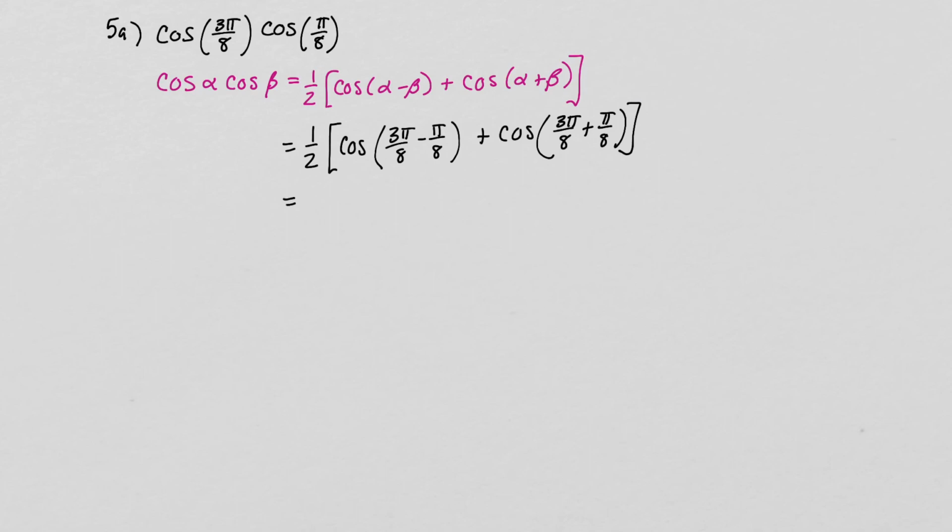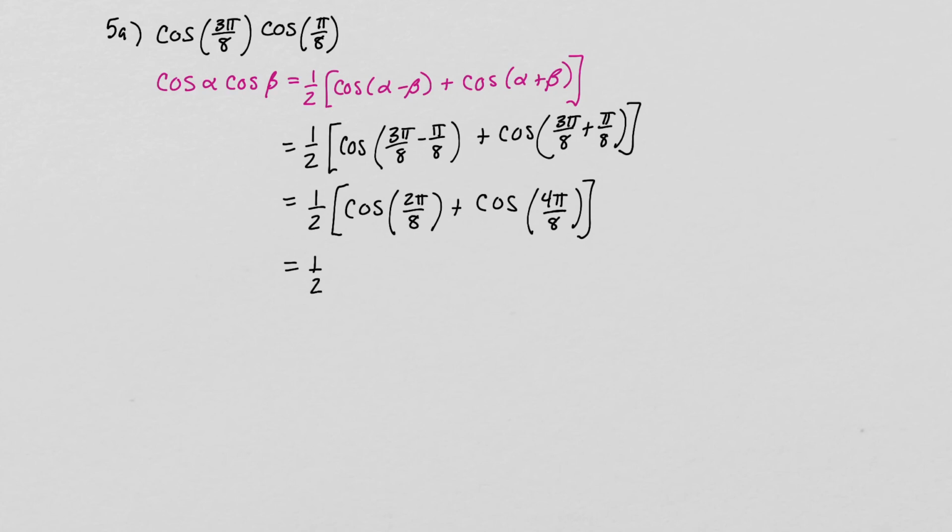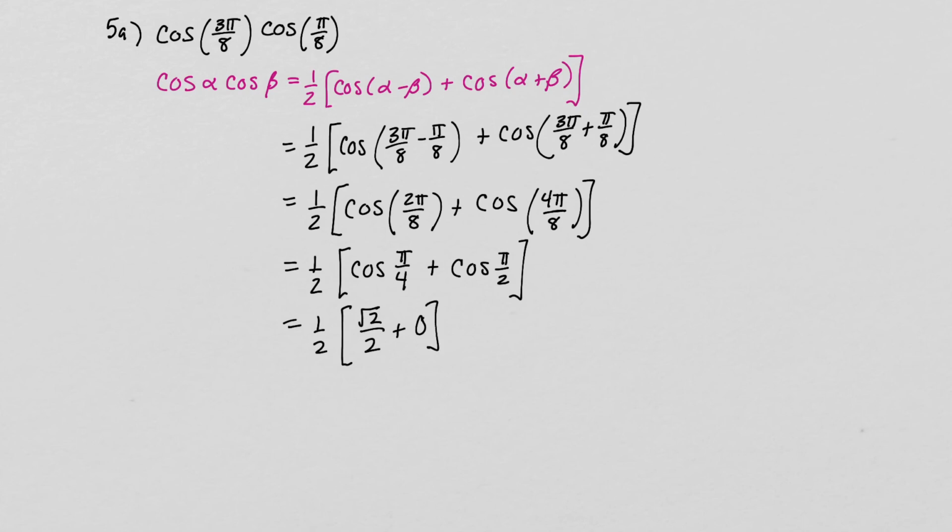So I have 1/2 times the cosine of 2 pi over 8 plus the cosine of 4 pi over 8. So 1/2 the cosine of pi over 4 plus the cosine of pi over 2. The cosine of pi over 4 is root 2 over 2, and the cosine of pi over 2 is 0. So this whole thing is just root 2 over 4.